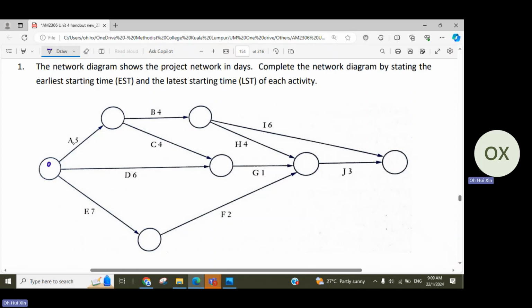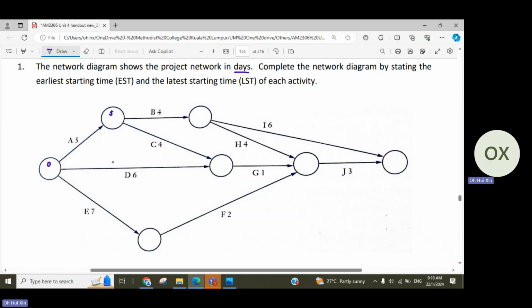Okay, so we need 5, I think this is 5 days. Yeah, correct, sorry for that. Okay, so we need 5 days to complete A, which means the earliest time that we are able to start B and C is the 5th day.